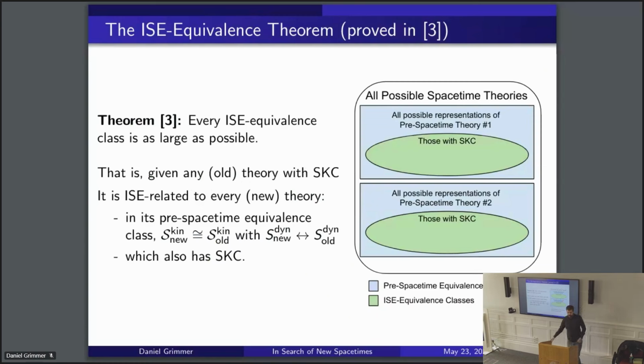Right? So given any old space-time theory you want, in that wide definition I gave a moment ago, if it has this space-time kinematic compatibility constraint, it's in one of these. And it's ISE related to every new theory which has pre-space-time equivalence, so it's in the same box, and it also has space-time kinematic compatibility. We can explore the entire range of topological redescriptions with this tool that I'm offering. So it's a very general tool for topological redescription.